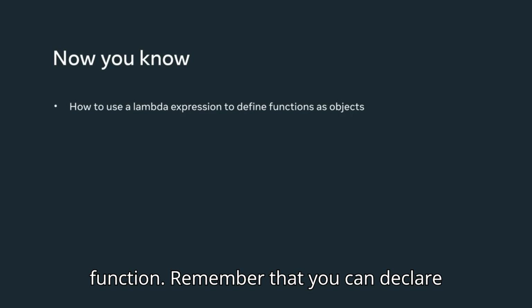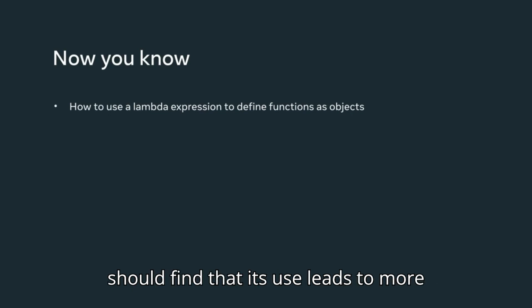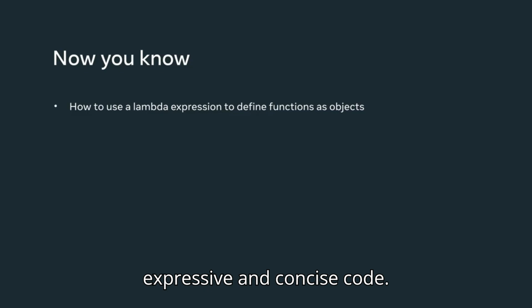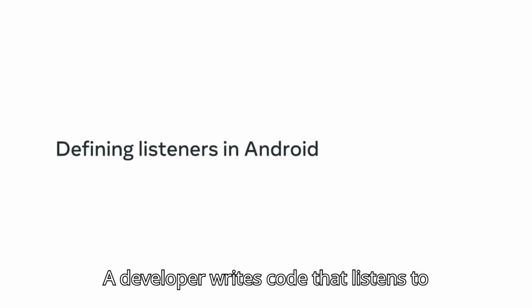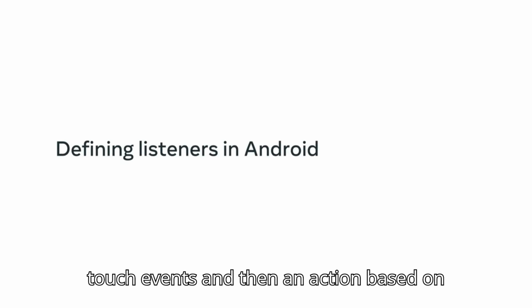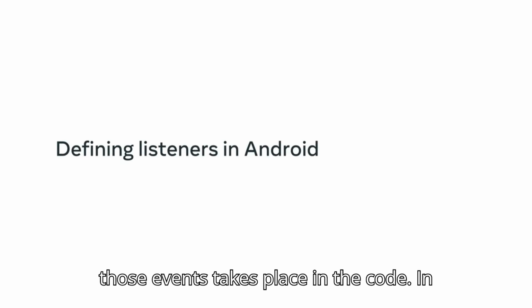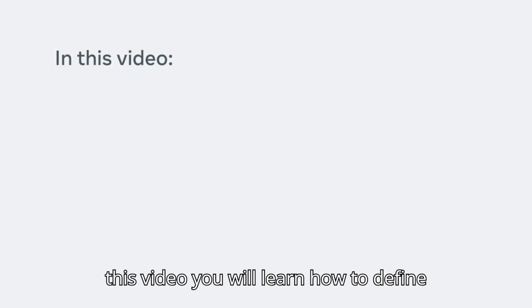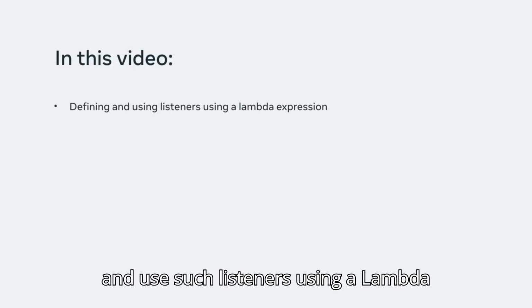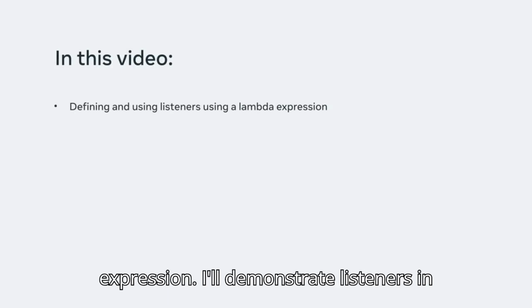Remember that you can declare it anywhere in your programming, and you should find that its use leads to more expressive and concise code. A developer writes code that listens to touch events, and then an action based on those events takes place in the code. In this video, you will learn how to define and use such listeners using a lambda expression.